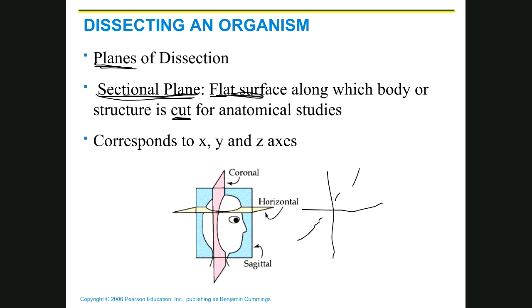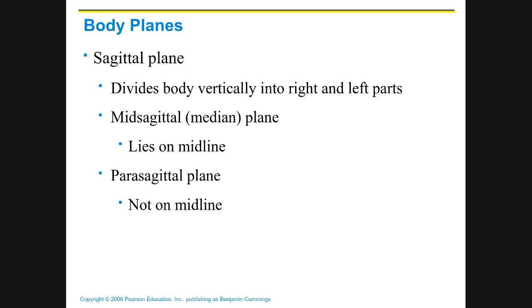And if you know anything about geometry, that corresponds to the three axes, the X, Y, and Z axes. Well, I suppose we could call them X, Y, and Z, but we don't. These sectional planes have their own names. So let's look at this. So the first one we're going to look at is called a sagittal plane. So a sagittal plane is going to separate something into right and left portions.